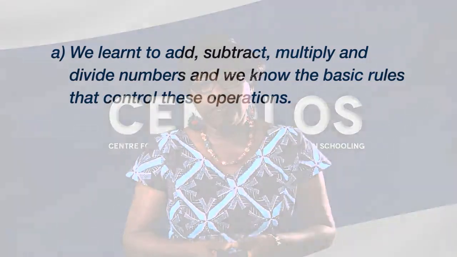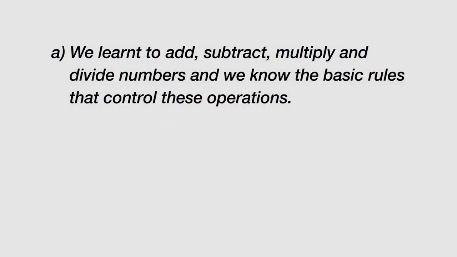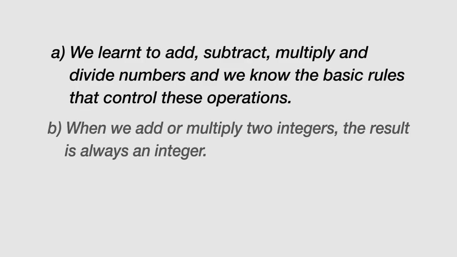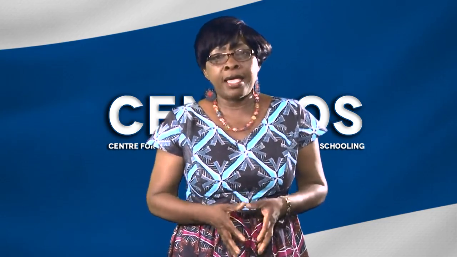In our earlier work, we learned about the number systems and how to operate on them. We learned to add, subtract, multiply, and divide numbers. And we know the basic rules that control these operations. We also know that when we add or multiply two integers, the result is always an integer. This is also true when we subtract one integer from another. But it is not true for division of one integer by another.